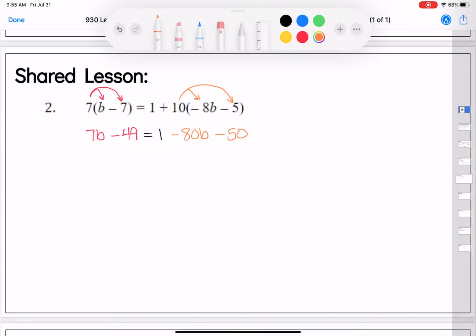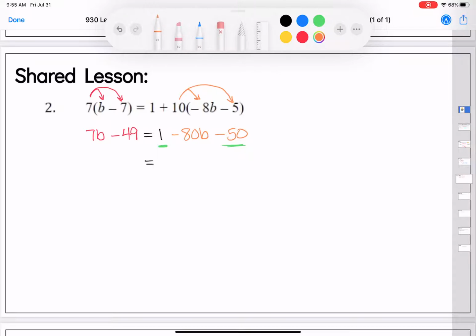All right, so I did both of my distributing. Now I'm going to see if there's anything I can combine. On the left, I have 7b and a negative 49. Nothing I can combine there. On the right, I have a positive 1 and a negative 50. So I'm going to combine those ones together.